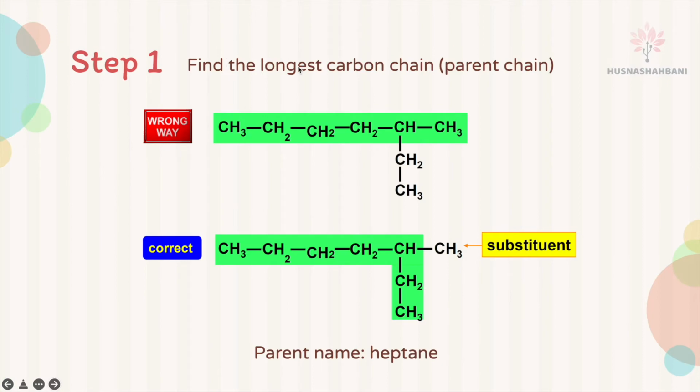Step 1, find the longest carbon chain. If you count the carbons, 1, 2, 3, 4, 5, 6 carbons in total. 1, 2, 3, 4, 5, 6, 7.